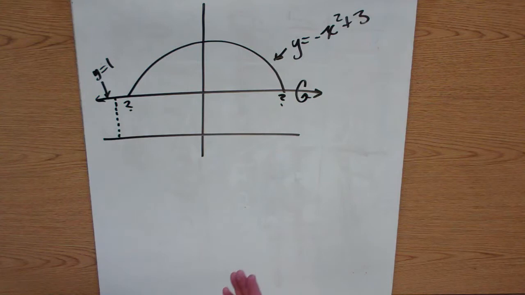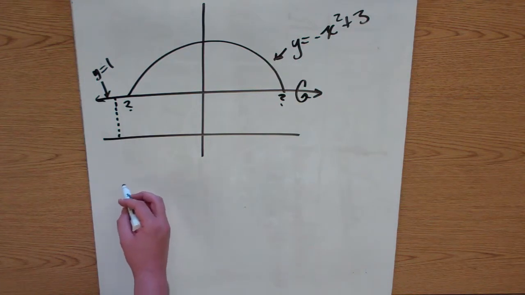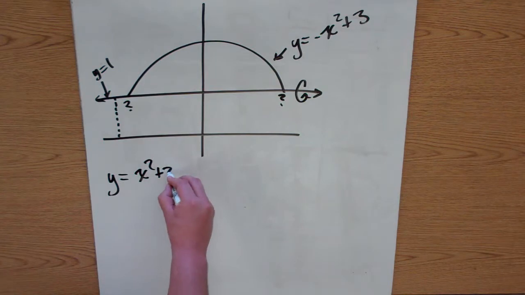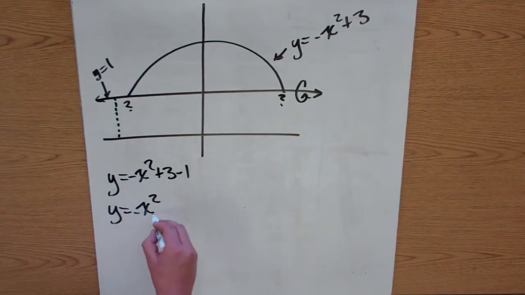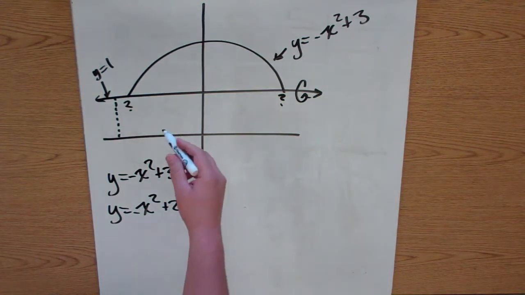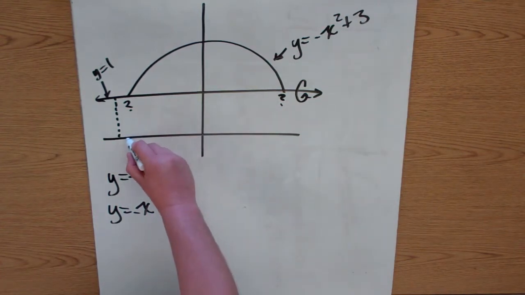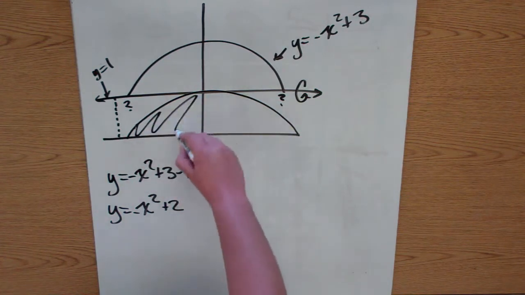So we're going to have to subtract 1 from our equation. So our new equation is going to be y equals negative x squared plus 3 minus 1, or y equals negative x squared plus 2. Okay? So now that brings us down to the x-axis. Okay, so now we're down here doing the integral of this.